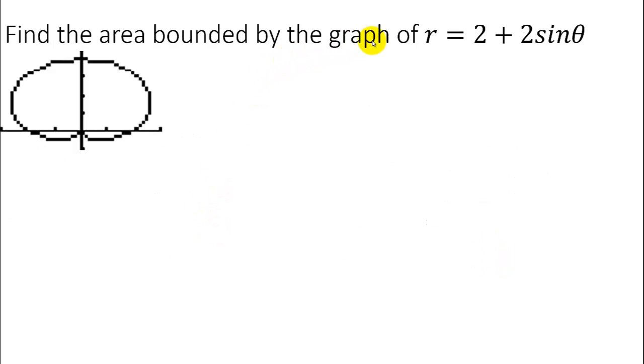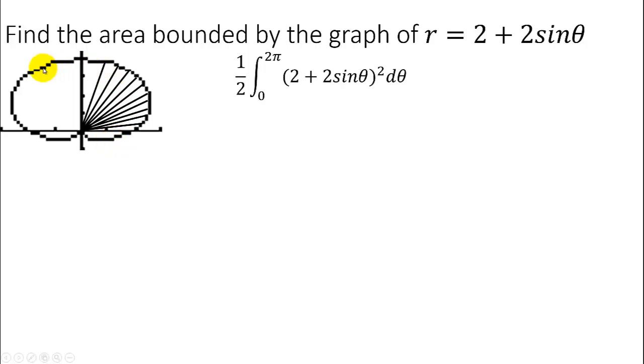Find the area bounded by the graph of r equals 2 plus 2 sine theta. So here we have the cardioid. And we're going to sweep a magic windshield wiper around this shape. And we say it's magic because we're sweeping this windshield wiper and it can change lengths. So we're sweeping all the way around the shape. Well, in order to sweep all the way around the shape, we have to go from 0 to 2 pi. And here's the 1/2 r squared d theta.